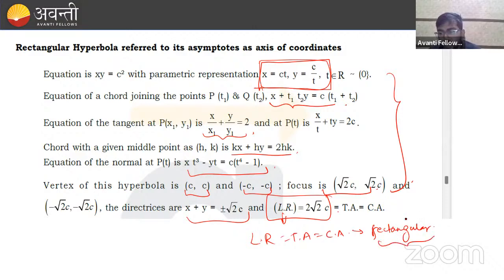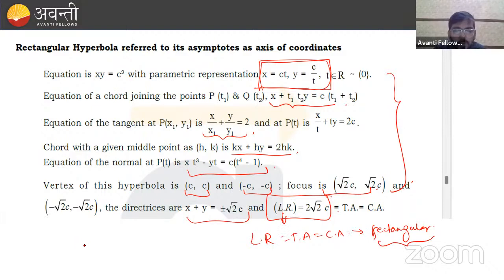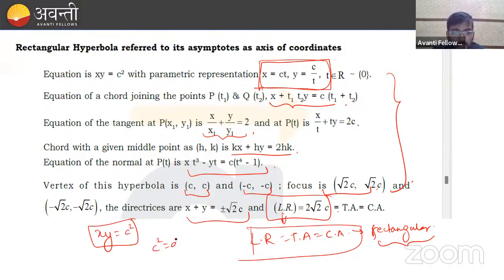So nothing changes about the rectangular hyperbola. You just have to remember that xy equals c square, where c square is a square by 2. This is also a hyperbola, right?